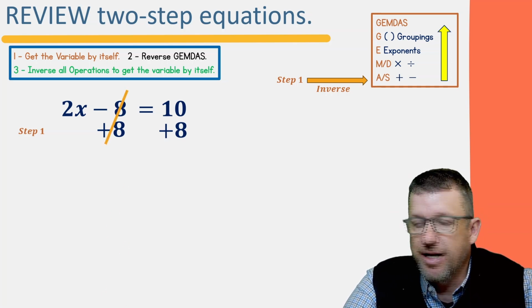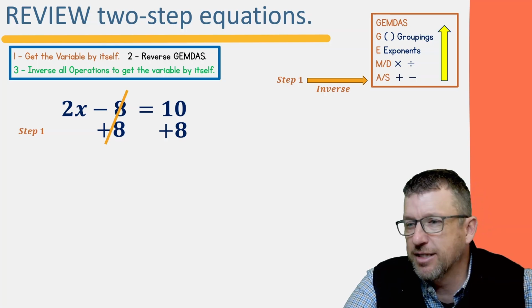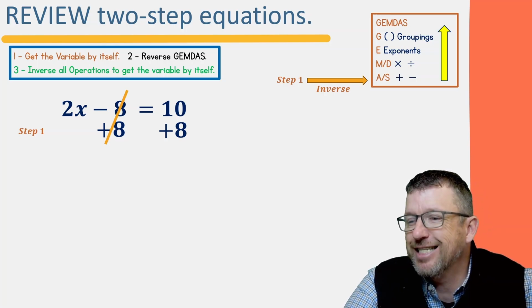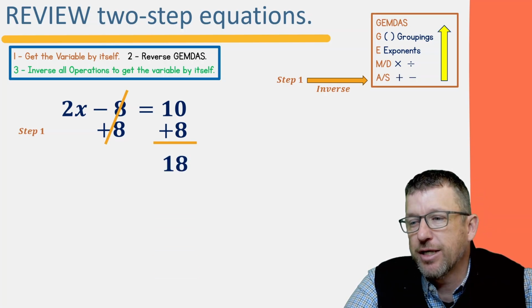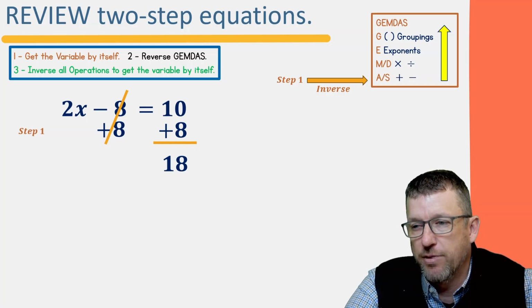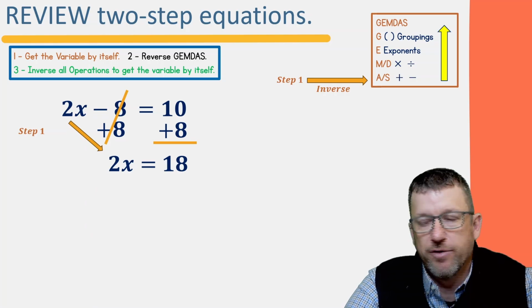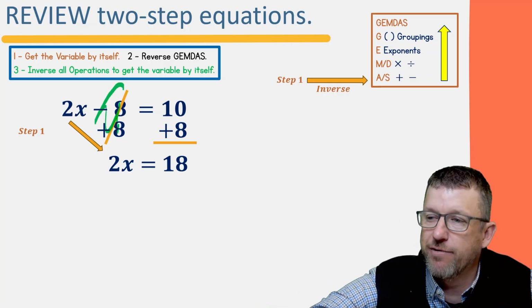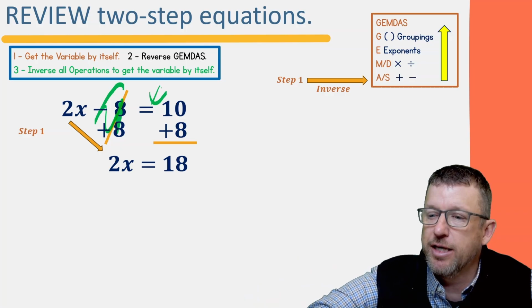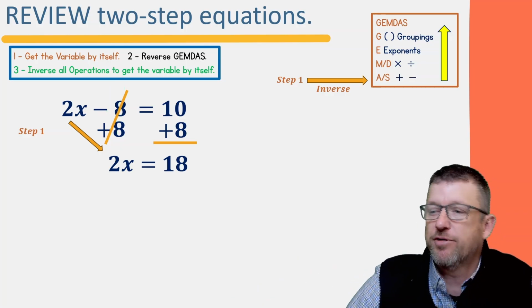All right, so negative 8 and a positive 8, they cancel each other out to be a 0. And then on the other side, I got 10 plus 8. So we're going to add those together, and we're going to get 18. And then next thing we do is just bring everything else down that was left over. So this canceled out, so we can get rid of all that. And we bring the 2x and we bring the equal sign down, okay? So now we have 2x equals 18.